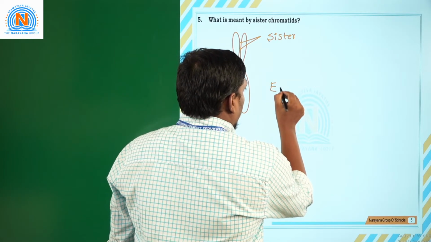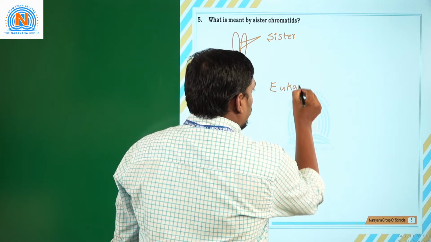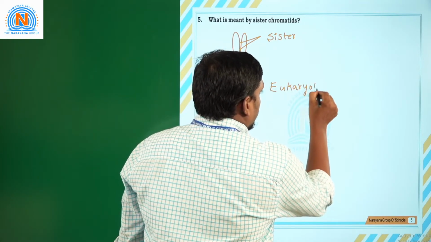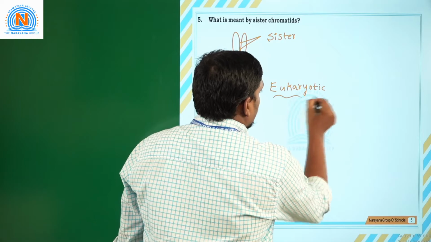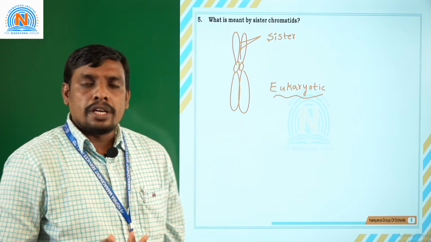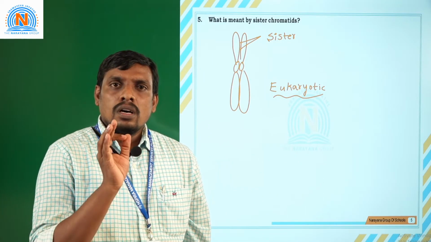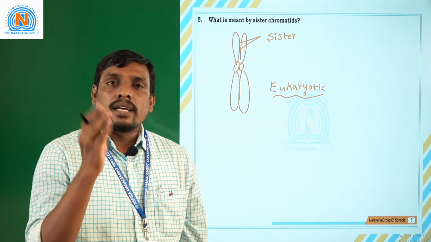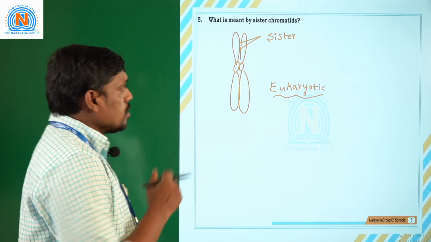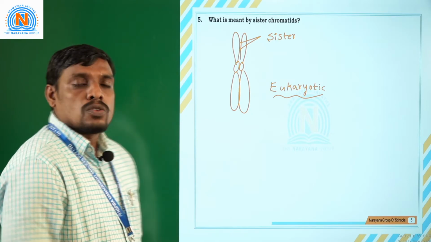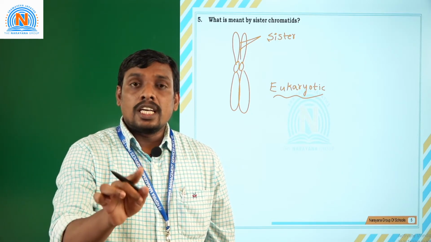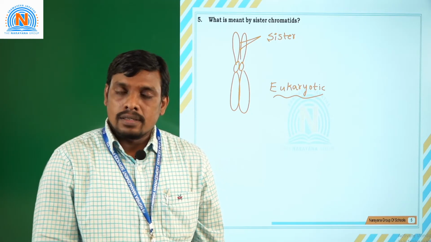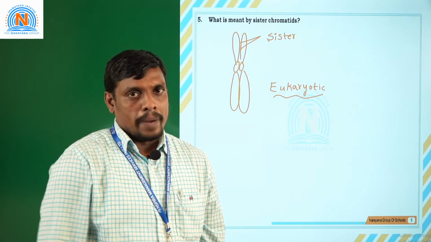Suppose we take a eukaryotic organism. The best example of eukaryotic organisms is animals. The human body is the best example of eukaryotic cells. In these eukaryotic cells, you can see the sister chromatids that have equivalent genetic material. Hence, they are called sister chromatids.